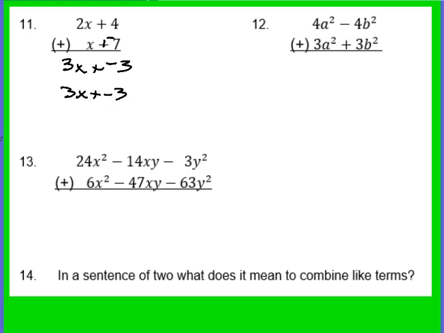Okay, so what we learned today is how to add polynomials. We know adding polynomials is nothing but combining like terms. So you'll notice down here in this sentence it says in a sentence or two, that should be an or. In a sentence or two, what does it mean to combine like terms? Well, combining like terms means putting like things together. And please make sure that when you're doing the writing that you're giving me a complete sentence. I'm going to start taking off points if you don't do that.